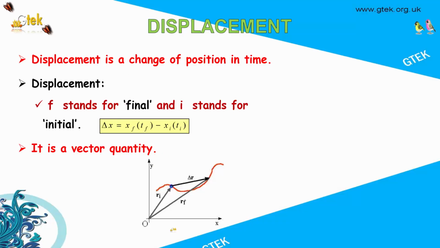So this is the graphical representation of a sample displacement. This one is the initial one and this one is the final one. It has been calculated over here with the del r value.